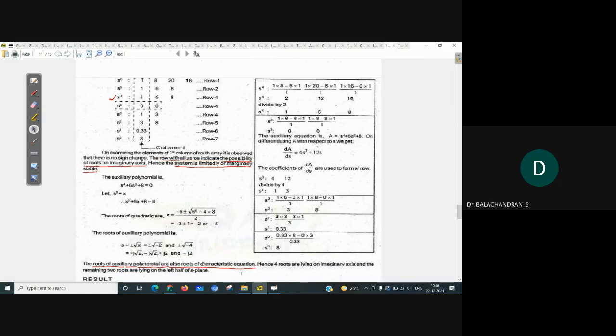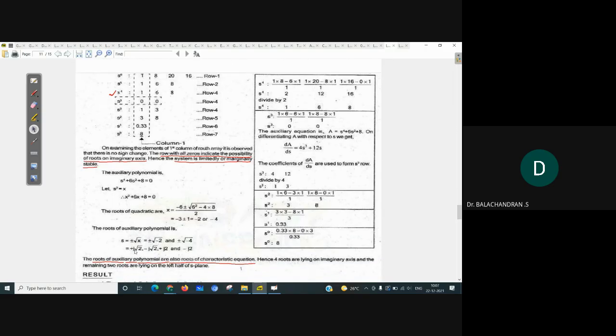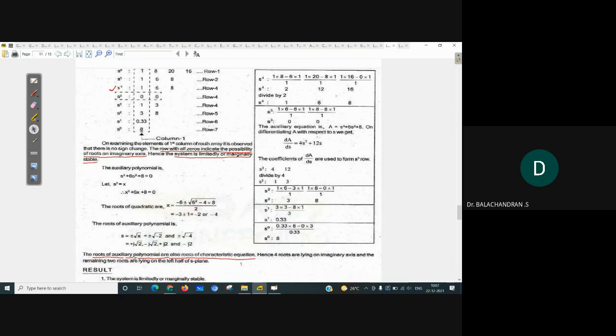Instead of i, they are using j here. So you have 4 roots: plus j root 2, minus j root 2, plus j2 or 2j, and minus j2. This is an important point: the roots of the auxiliary polynomial, that is these 4 roots, are also the roots of the characteristic equation, that is the given equation.